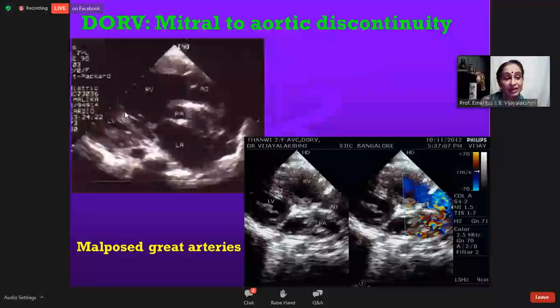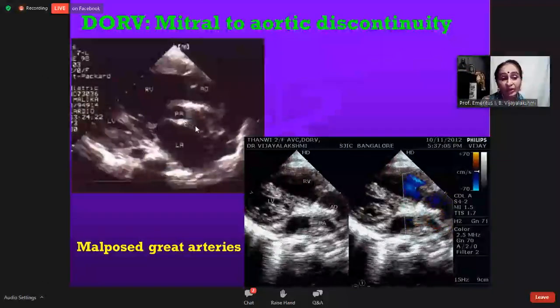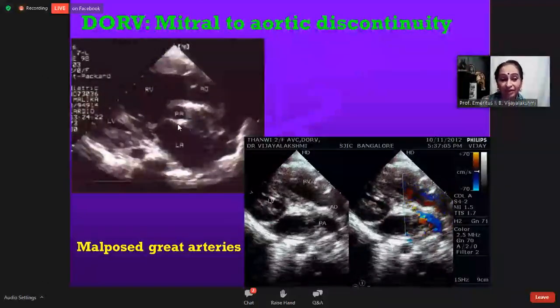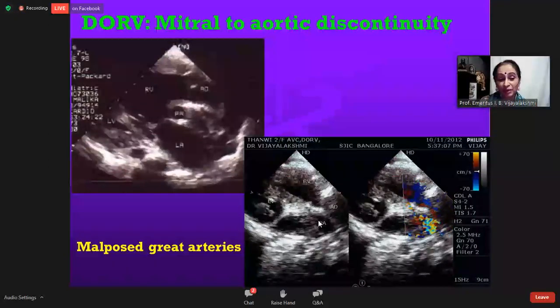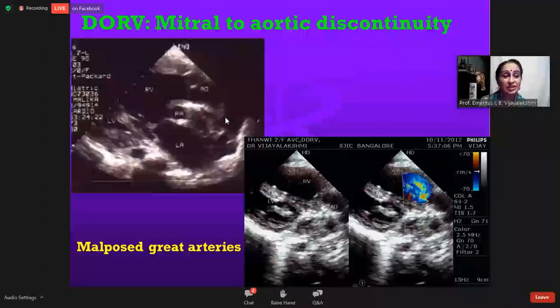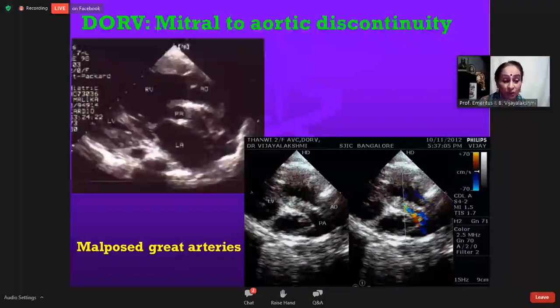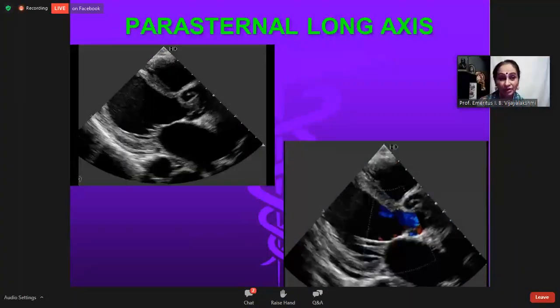And here you can see that mitral to aortic continuity is not there. There is the thick ridge indicating that this is the pulmonary artery, and you can see that pulmonary stenosis is there, turbulence is there. So this is the DORV. So in the parasternal itself, you can make out the difference.